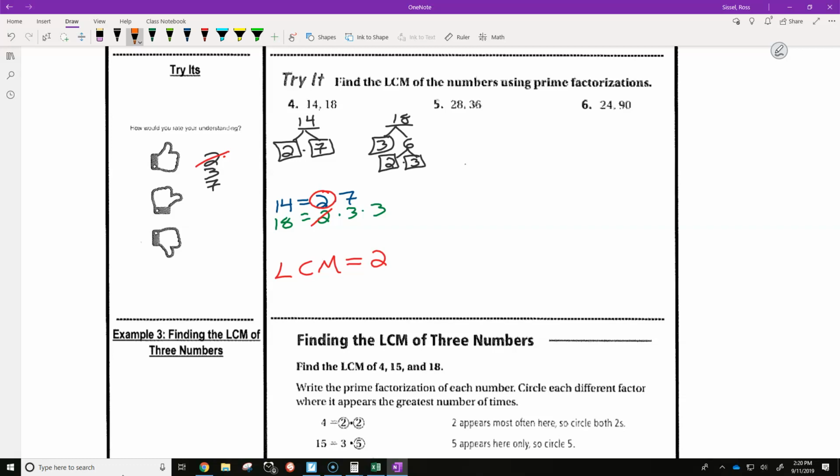18. How many 3's do I have in 18? 2. So I'm going to say those 2, and I put them in my least common multiple. I'm done with 3's. I go to my 7's.